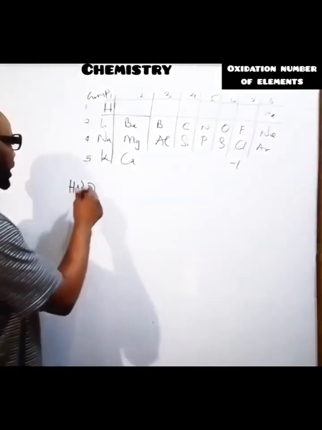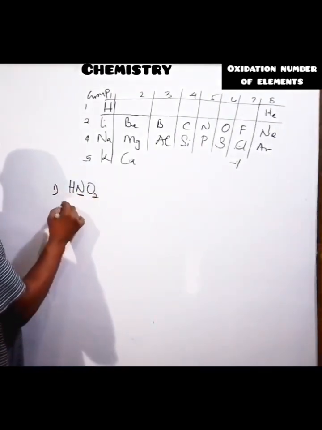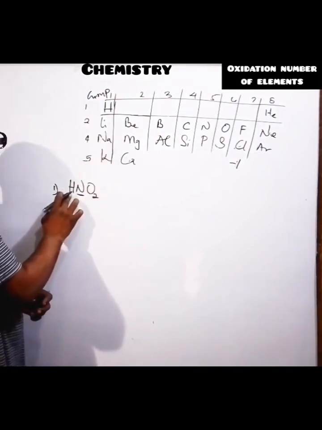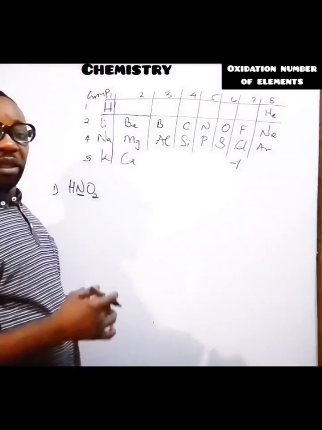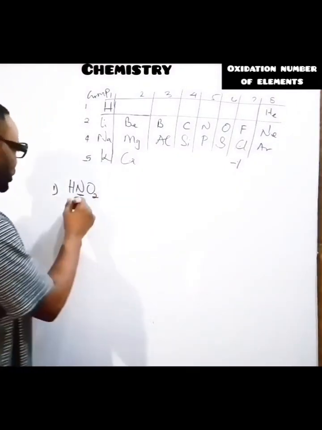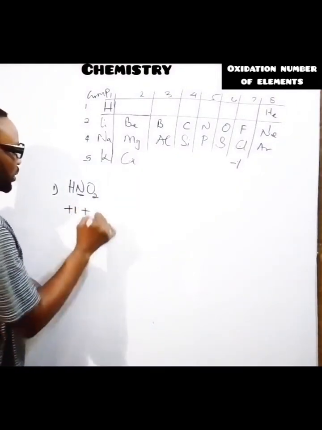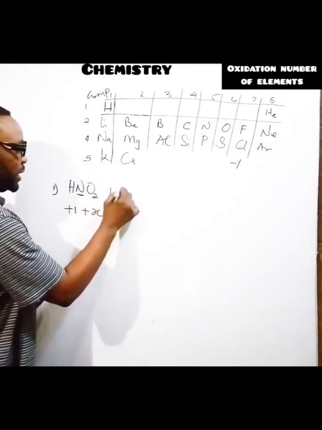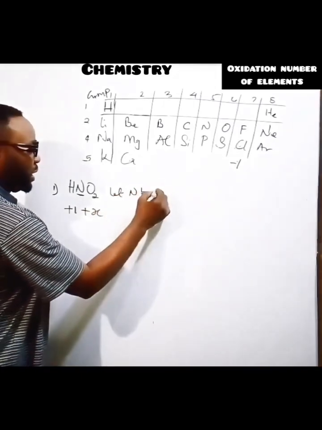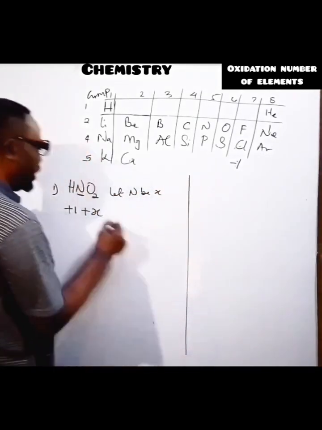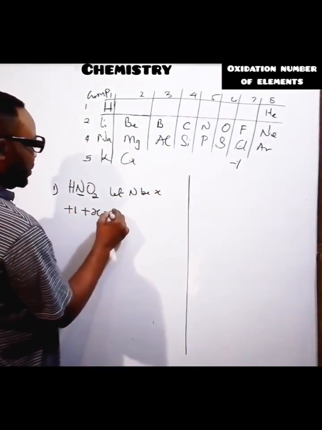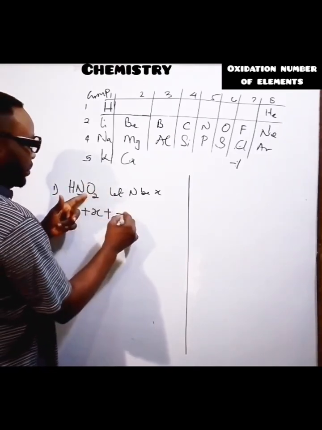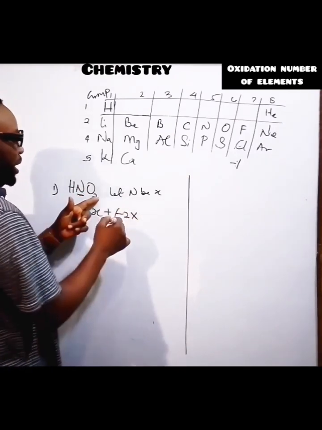Now, in this case, the oxidation number of hydrogen, in its compound state, as we have stated earlier, is usually equal to +1. Plus, we are calculating that of nitrogen, so let's represent nitrogen by X. What is the oxidation number of oxygen in this compound state? -2, times how many oxygens do you have there?